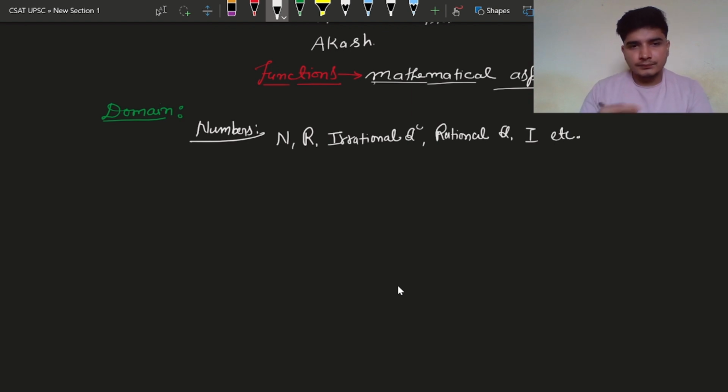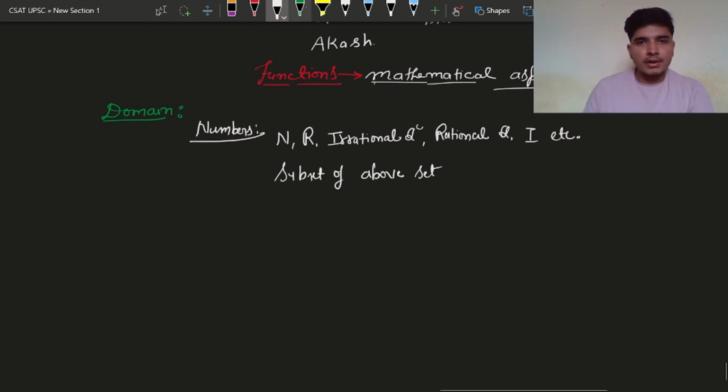Hence, we can write here: any subset of the above sets. These are all numbers, and we can use these numbers as a domain. Just take an example: as a domain, we can use these numbers. But just stop here. Now, what is range?